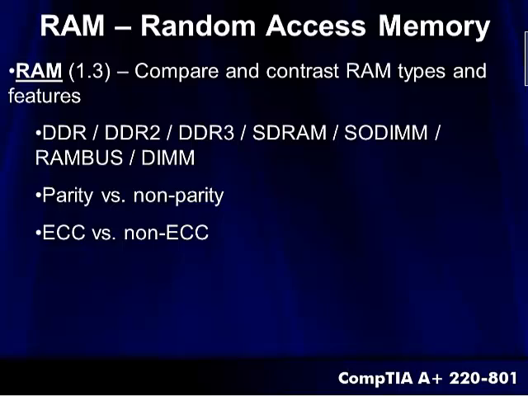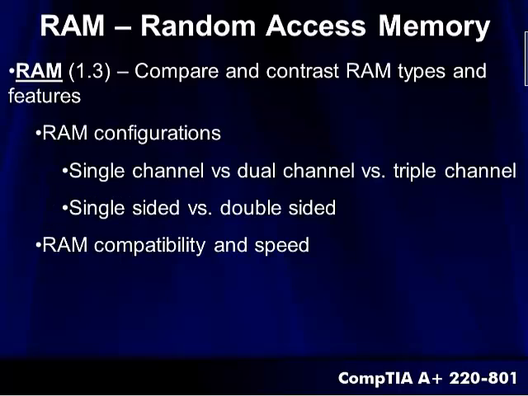Features are going to include parity versus non-parity, ECC versus non-ECC. Then we're going to talk about RAM configurations, and that's going to include single channel versus dual channel versus triple channel. We'll also talk about the difference between single-sided versus double-sided memory, and then we'll talk about RAM compatibility and RAM speed. Okay, so RAM, Random Access Memory.